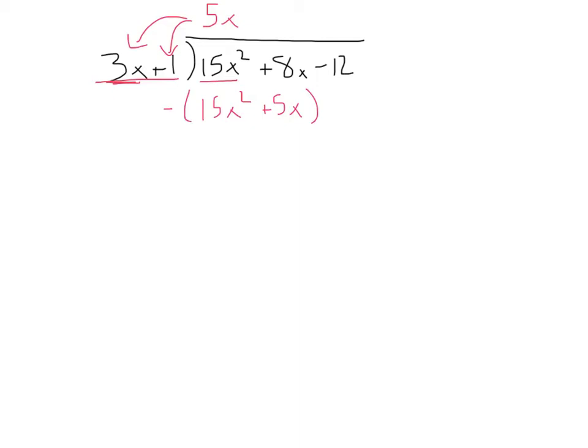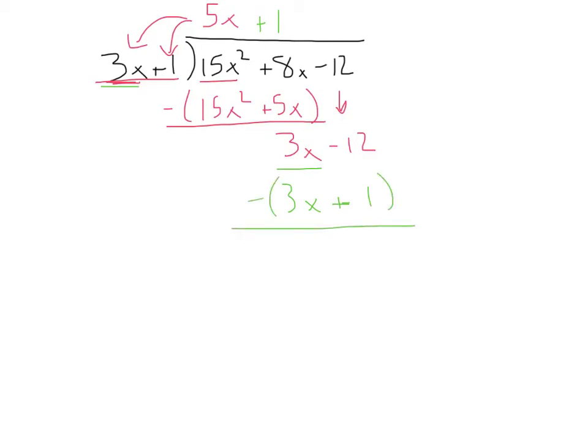And I'm going to subtract. Now notice I put parentheses around what I'm subtracting every time. If you don't, you are going to screw this up. So please use those parentheses every time. 15x squared minus 15x squared is 0, and 8x minus 5x is 3x. And I bring down my minus 12. And now I'm going to ask, okay, what do I need to multiply my 3x by to get to 3x? That's easy, 1. And 1 times 3x is 3x. 1 times 1 is 1. And I'll put it in parentheses and subtract. 3x minus 3x is 0. Negative 12 minus 1 is negative 13.